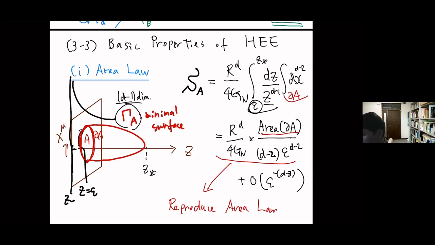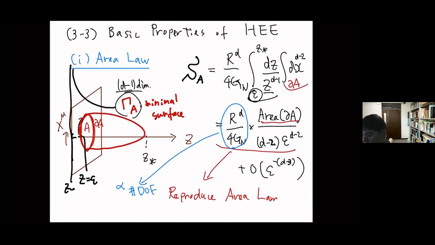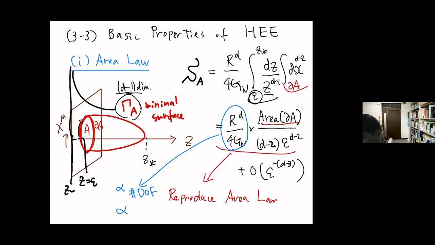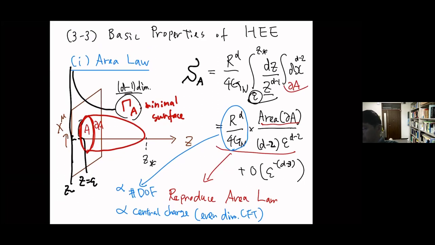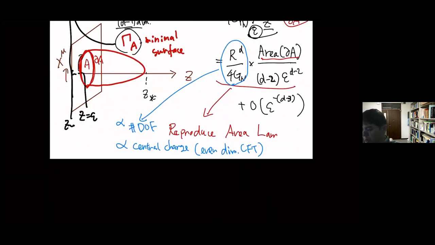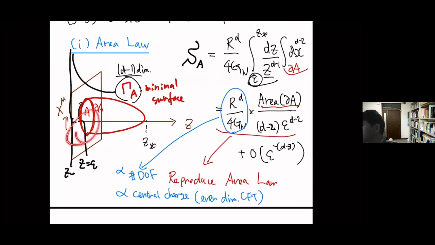Also, maybe you might be interested in this prefactor. This prefactor is a famous factor in AdS/CFT, proportional to the degrees of freedom, or in even dimensional conformal field theory, proportional to the central charge. The detailed coefficient depends on the dimension, but for a two-dimensional CFT, this is just the central charge C, proportional to C, but in higher dimensions also. In 4D, it's like A, a central charge appears. Okay, and these are important. Also, this is important because we put a cutoff here. This cutoff is very important, right? And we reproduce area. Right?